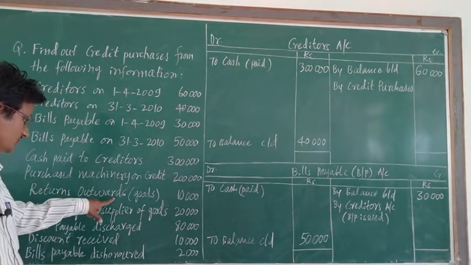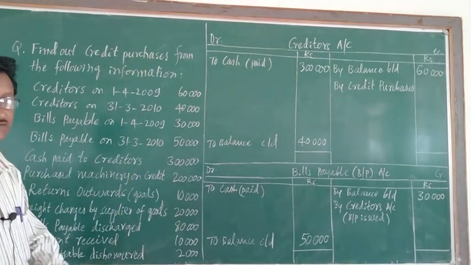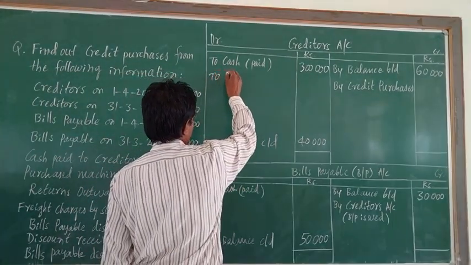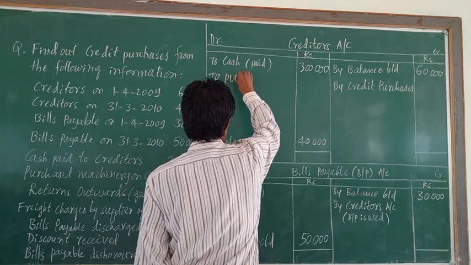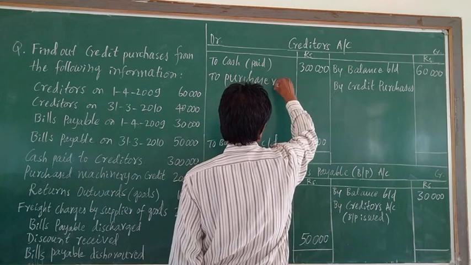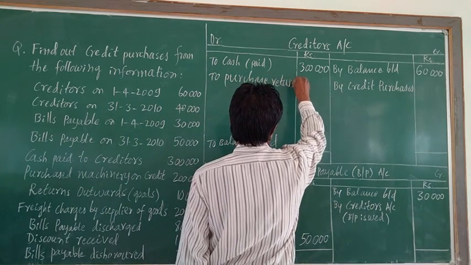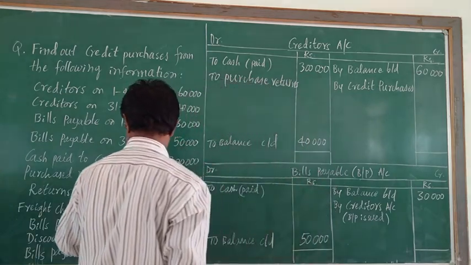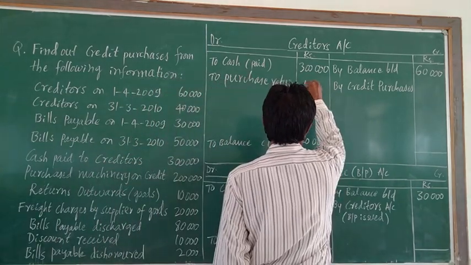Next, returns outwards, that is purchase return. It should be taken to creditors account as to purchase returns, 10,000.